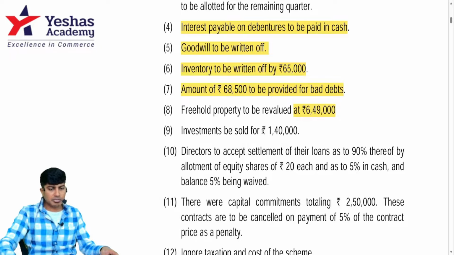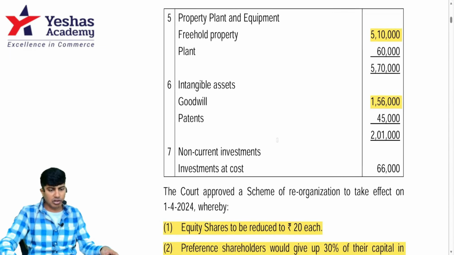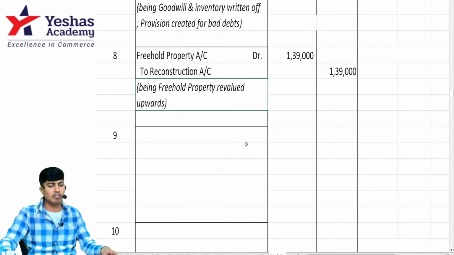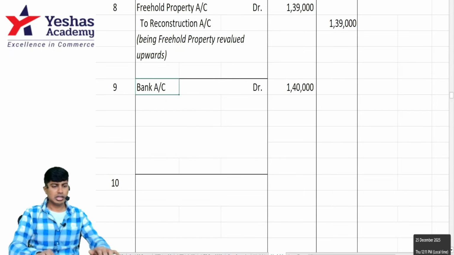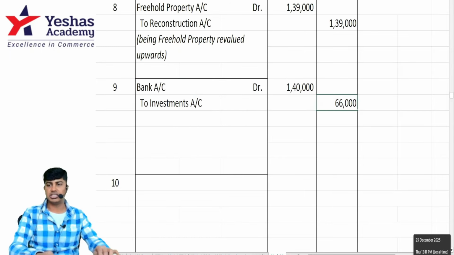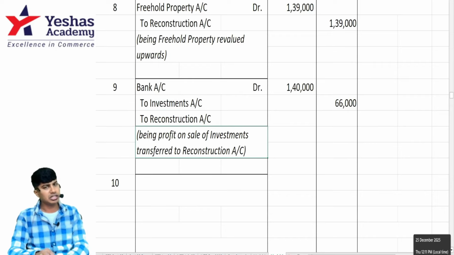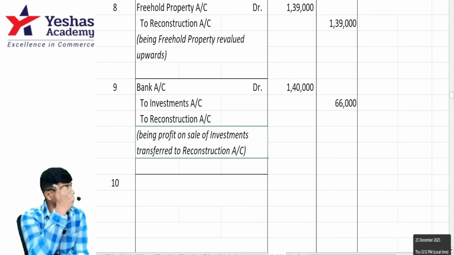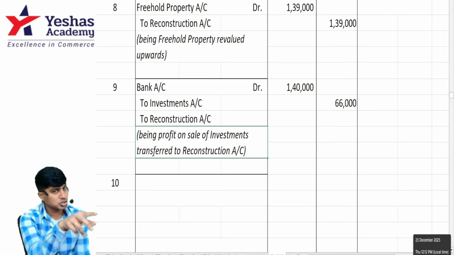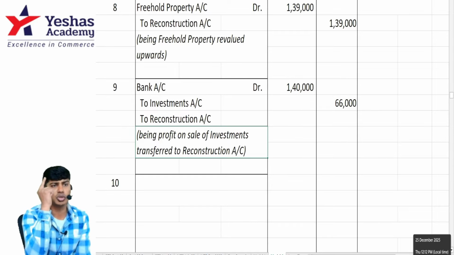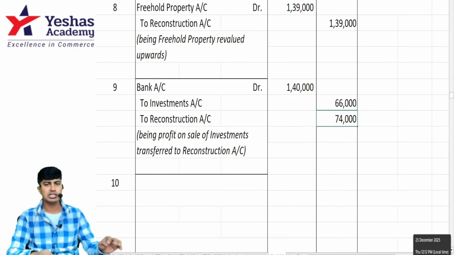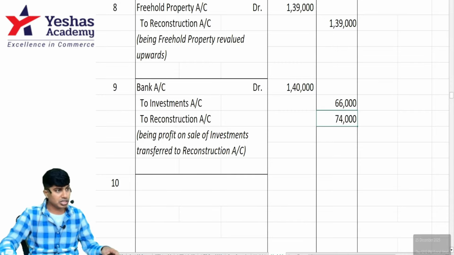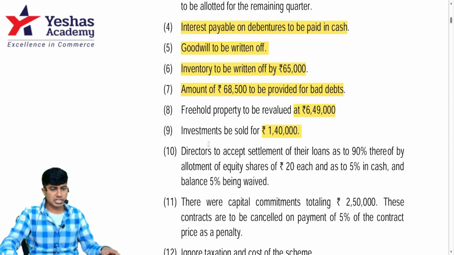Ninth one. Investments are sold for rupees 1 lakh 20. What is the value of investment here? 66. It is sold for what value? 1 lakh 40. Debit bank account by 1 lakh 40. Credit investment account by 66. Difference will be credited to reconstruction. Profit on sale of investments is credited to reconstruction. Any profit or any loss, any expense or any income in the process of reconstruction is to be transferred to reconstruction or capital reduction account. How much? 140 minus 66, 74,000. I hope you understood. What do we have after this?